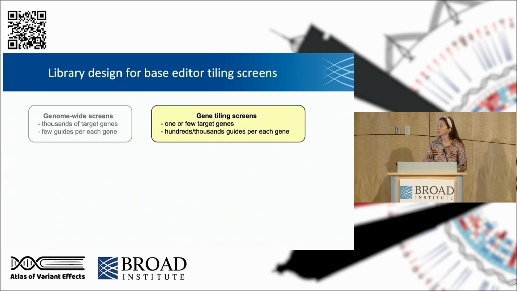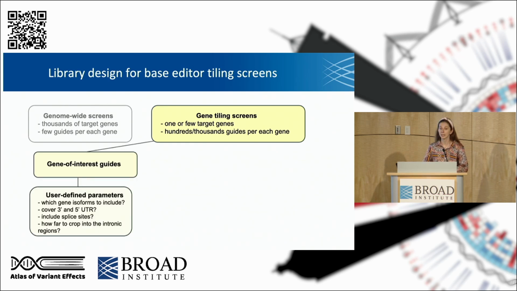Another important dichotomy that I would like to introduce in the beginning of my talk is the difference between genome-wide screens and gene tiling screens. Genome-wide screens target multiple thousands of genes in the same screen, but they have only a few guide RNAs targeting each gene. These screens are particularly good for picking your initial hits, or genes of interest that you would like to explore further. In order to do so, base editor tiling screens have proven to be a very useful instrument. Here we can target one or a few genes per library, but the density of tiling is very high, so we would have hundreds and thousands of guides targeting each particular gene of interest.